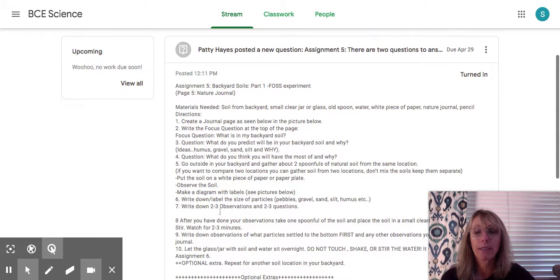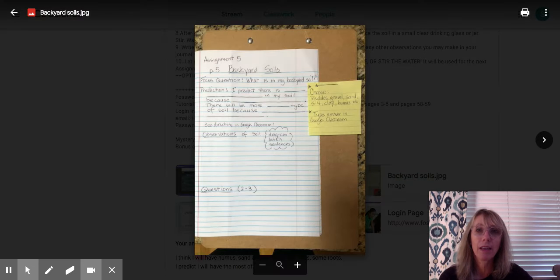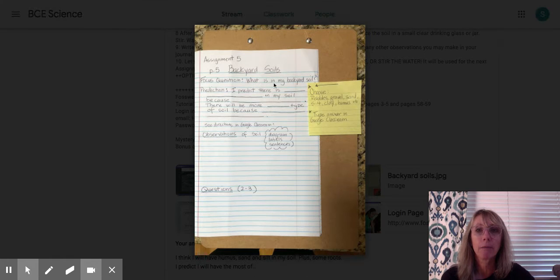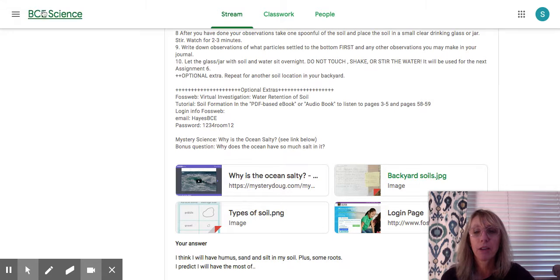So before you go outside though, you're going to want to create your nature journal page, which will look like this. You're going to put backyard soils at the top on page 5, focus question, what is in my backyard soil? Your predictions, what you think is in there and why, and what do you think there is the most of? Make some observations, a spot for observations, a diagram, and adding some sentences, and maybe leave some space for questions. So that is the picture you can take a look at.